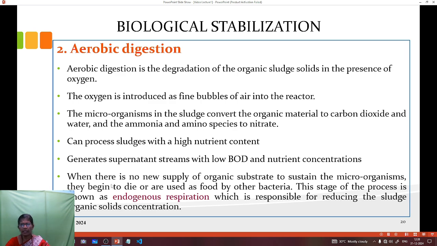Then when there is no supply of organic substrate, how does this aerobic digestion take place? When there is no new supply of organic substrate, since we are not going to add extra substrate, the microorganisms will be starving and dying. So they will use other bacteria as food. This process is called endogenous respiration, and this will reduce the sludge content. So organic concentration will be reduced by this type of endogenous respiration.